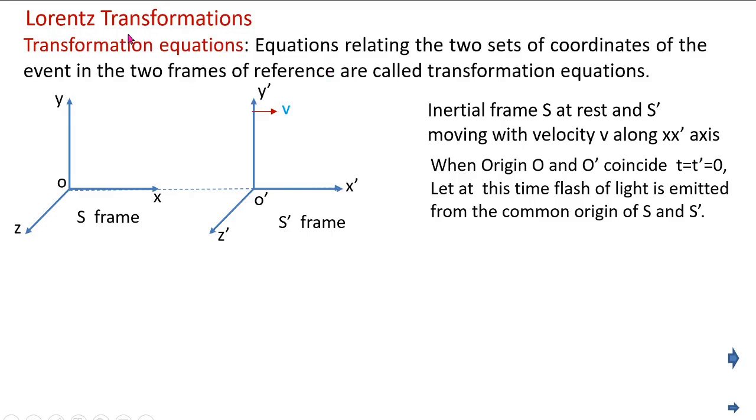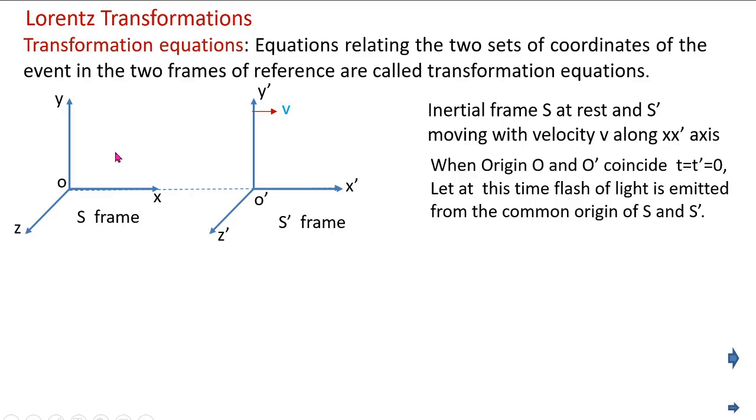To derive this Lorentz transformation, consider two frames of reference. One is the inertial frame S, which is at rest, and the other is frame S dash, which is moving with velocity v along the x axis with respect to the S frame of reference. That is, inertial frame S is at rest and S dash is moving with velocity v along the x axis.